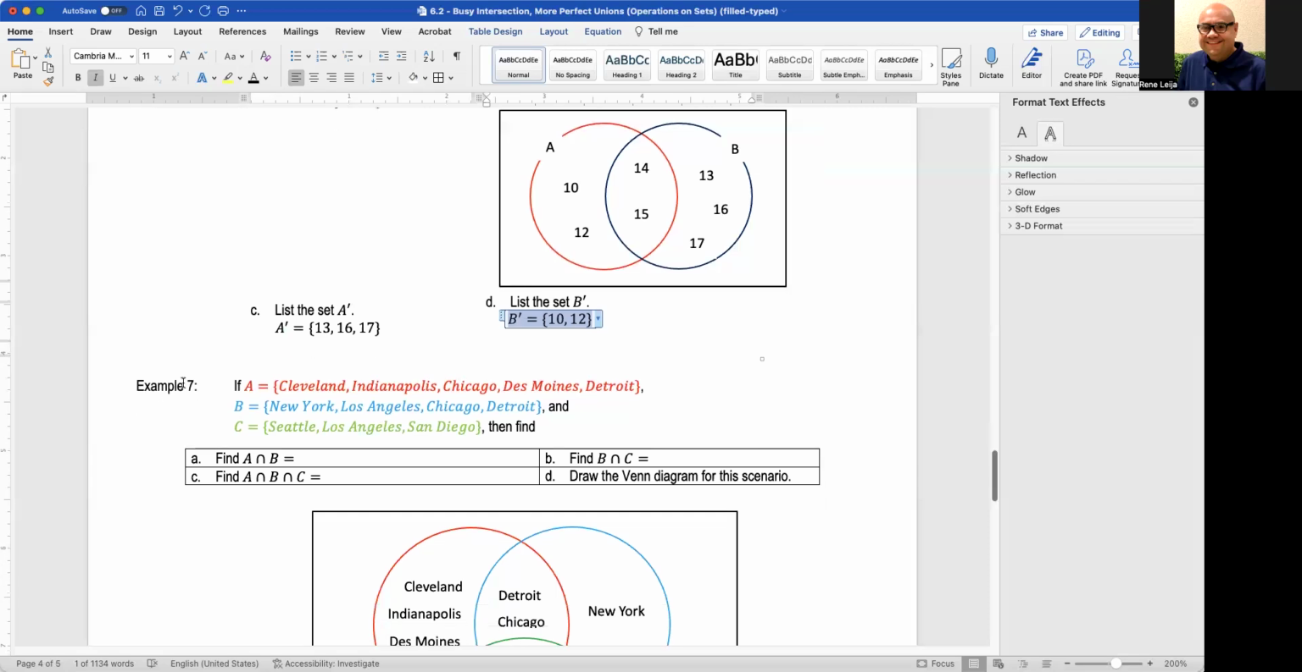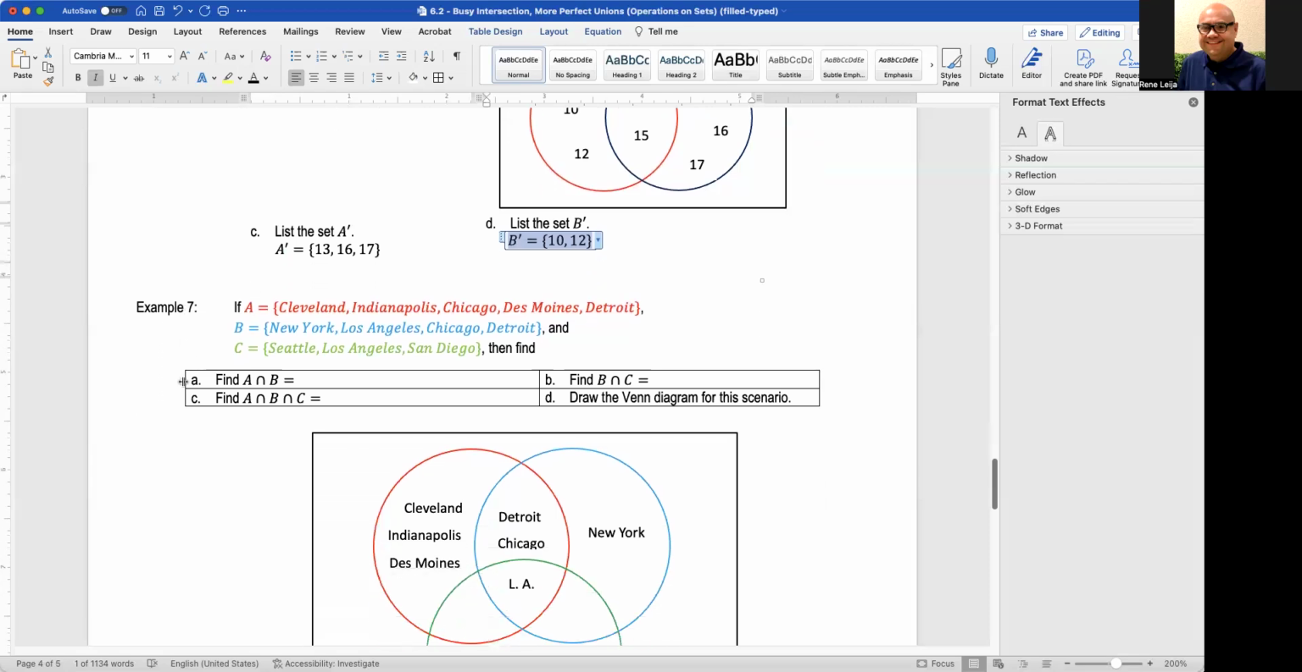Okay. All right, so here's another one. So if A are these cities, B are these cities, and C are these cities, then find A, B, C, D. So the intersection of A and B. What do they have in common? And the only two cities that they have in common are Chicago and Detroit for A and B.